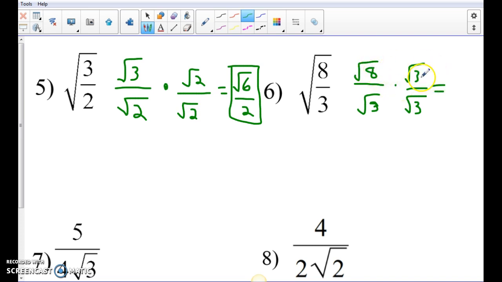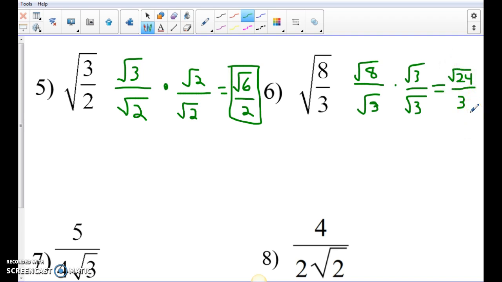So radical 8 times radical 3 would give me radical 24. And then on the bottom, we're going to have just 3. Anytime we multiply a radical by itself, we get that number by itself without the radical anymore. Okay, so now I have radical 24 over 3. So we would look and see, is there anything I can simplify here? Well, I can't divide these 2 numbers. However, 24, we should try to simplify that further.